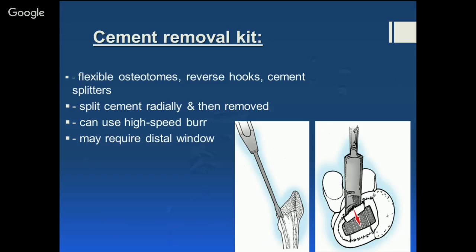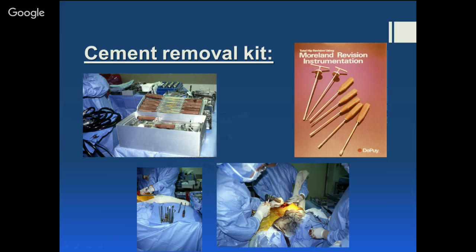Now, when you remove the cement, first we have to break the cement radially. We have to have a thin osteotome. We have to break the cement radially. Then we go to the bone and cement interface. Then we have to remove that cement. These are all the removal instruments.